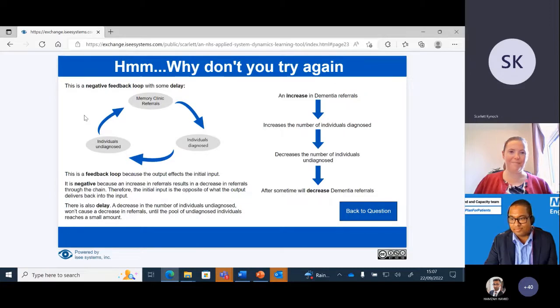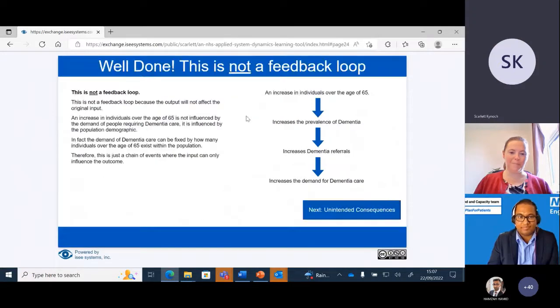So in this case, it's a feedback loop because the output affects the initial input. It's negative because you have an increase in referrals that results in a decrease in referrals through the chain. And it's also a delay because a decrease in the number of individuals undiagnosed won't cause a decrease in referrals until the pool of undiagnosed individuals reaches this sort of small amount. So I just wanted to refer back to that to show the extra side to that.